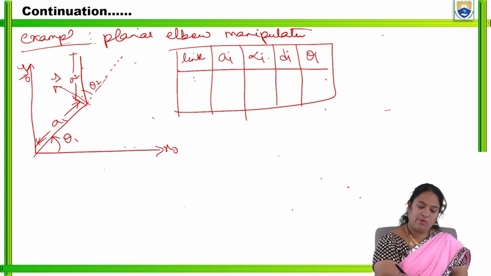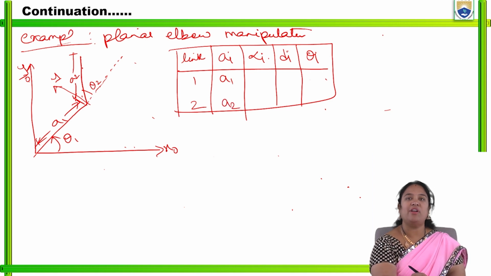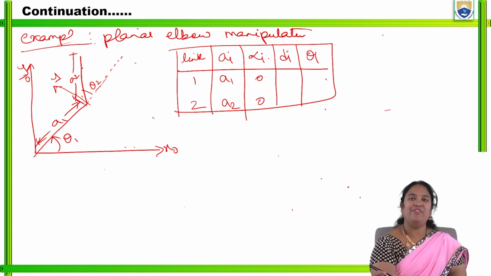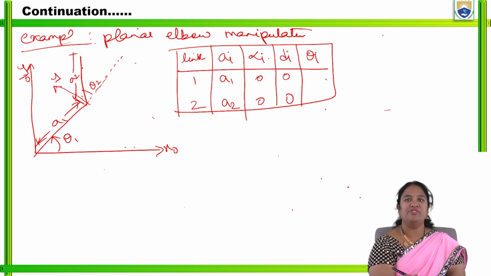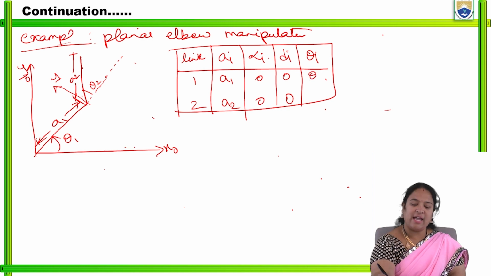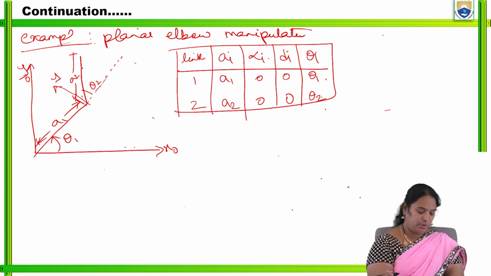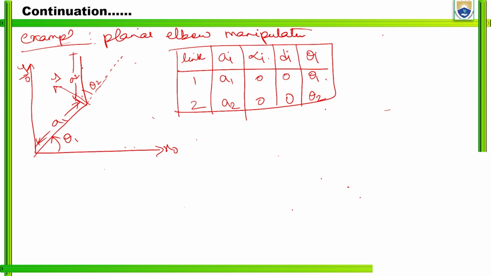Now, for link 1 and link 2, what is AI? It is nothing but A1 and A2, that is the distance from joint 1 to joint 2. What is the length of this particular link? It is nothing but A1. And for link 2, the length is nothing but A2. And what is alpha I? Here we don't have an end effector, so we are considering it as 0. And here we don't have any sort of offset for this planar elbow, so we are considering it as 0. Whereas theta I is nothing but theta 1 and theta 2. Now, how do we find the AI matrix for this particular transformation?